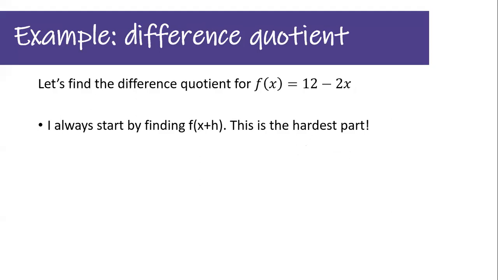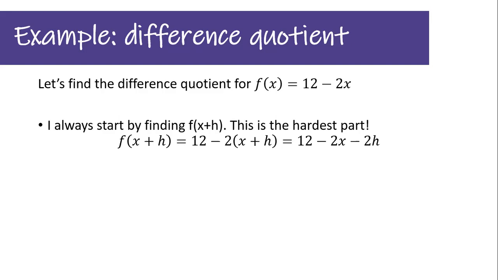So let's find the difference quotient for f of x equals 12 minus 2x. Like I said, I always start by finding f of x plus h. This, in my opinion, is the hardest part. It's the easiest place to make mistakes. So let's find that before we even start plugging it in. We have f of x plus h equals 12 minus 2 times x plus h, because remember, anywhere that you see x, you now have to replace with x plus h.